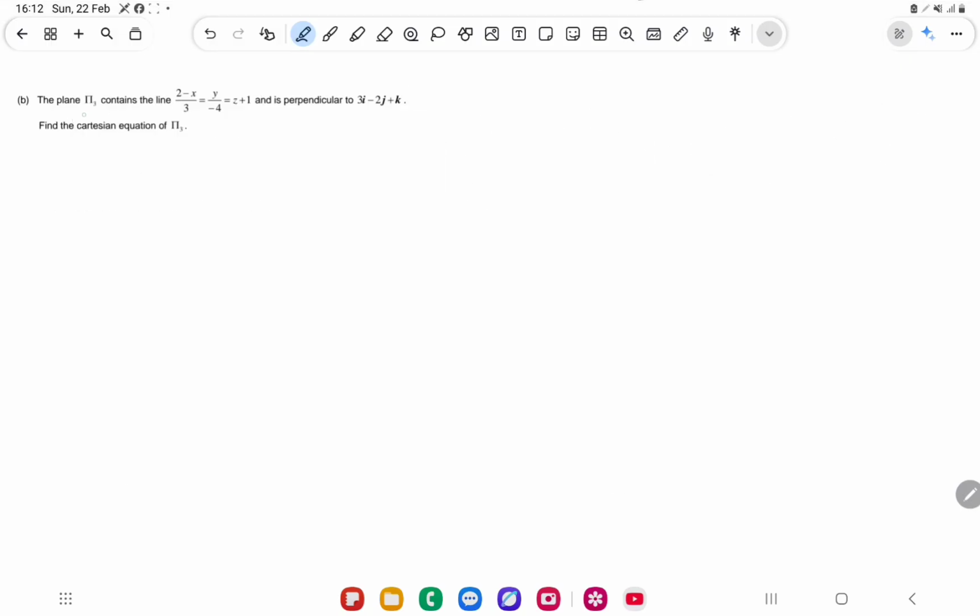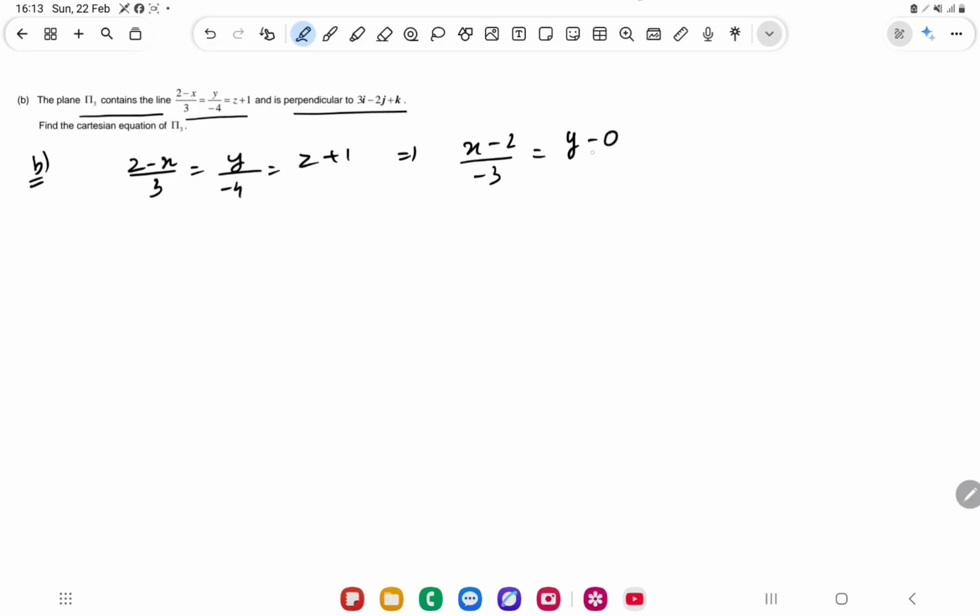Now in the B part, the plane pi 3 contains this line and is perpendicular to this. We have to find the Cartesian equation of plane pi 3. So on rearranging this equation, I can write (x minus 2) by minus 3, (y minus 0) by minus 4, (z plus 1) upon 1. So this is the Cartesian form of a line.